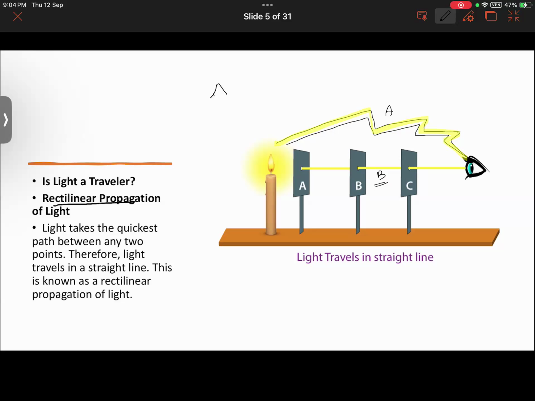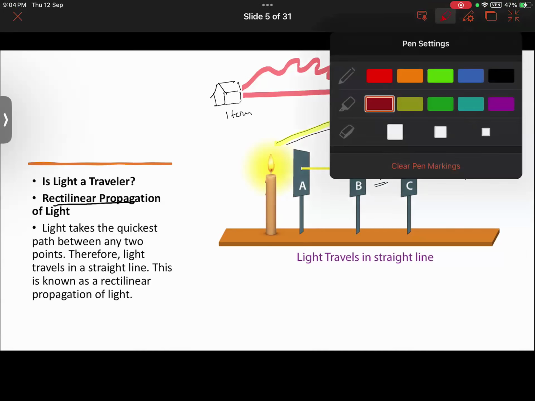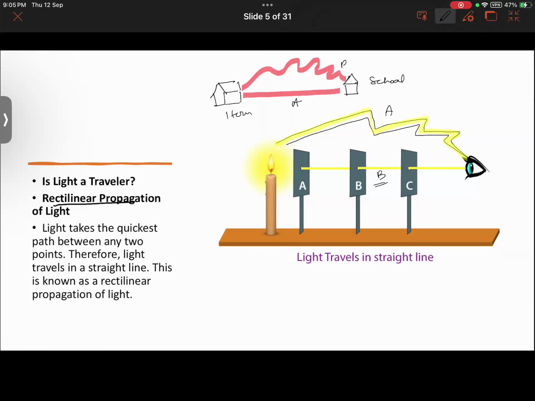It's the same as, let us say, you have to travel from your house to your school. Say this is your school and this is your house. So you have two pathways to go there. This is the first pathway, this is the second pathway. So the quickest pathway is A1, the first one. The same thing applies to light. It will always travel in a straight line.